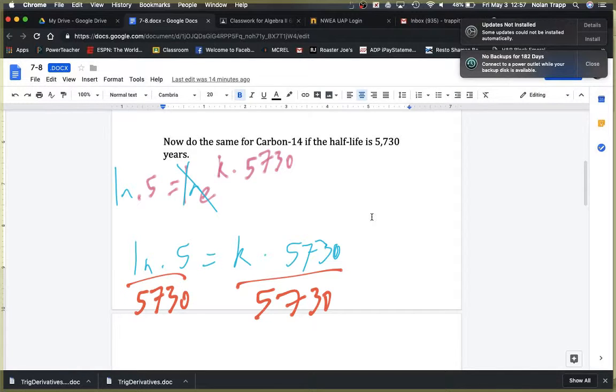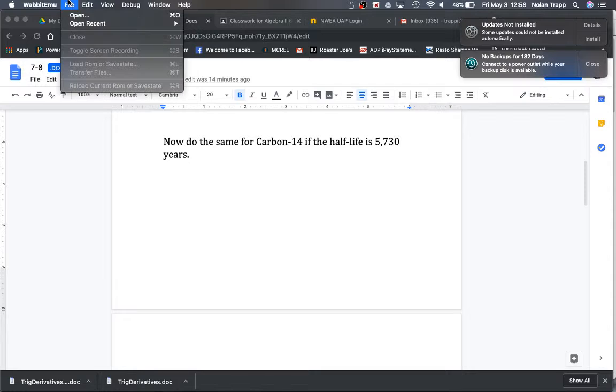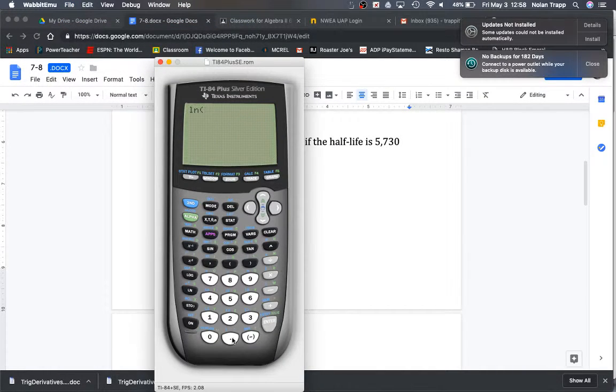So once again, I will go ahead and use the calculator on here, which already crashed again, because the calculator on the computer is not as reliable as me. So ln 0.5 divided by 5,730.